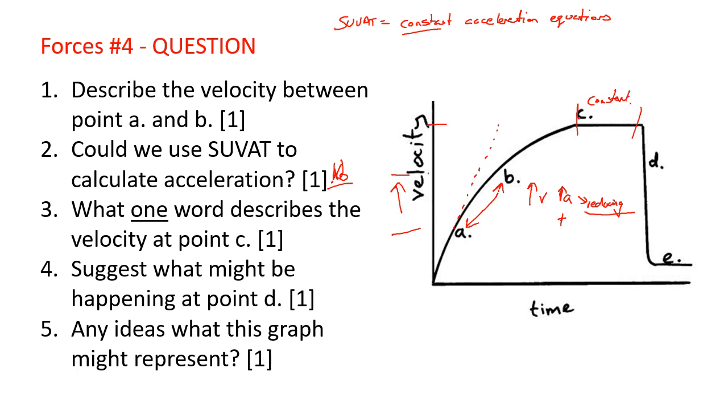Constant is not changing. Point 4 suggests what might be happening at point D. Wow, all of a sudden we are massively reducing our velocity. It's plummeting. Our acceleration is a minus acceleration. We're going slower and slower and slower. And any ideas what this graph might represent? Well, I'm just going to tell you.